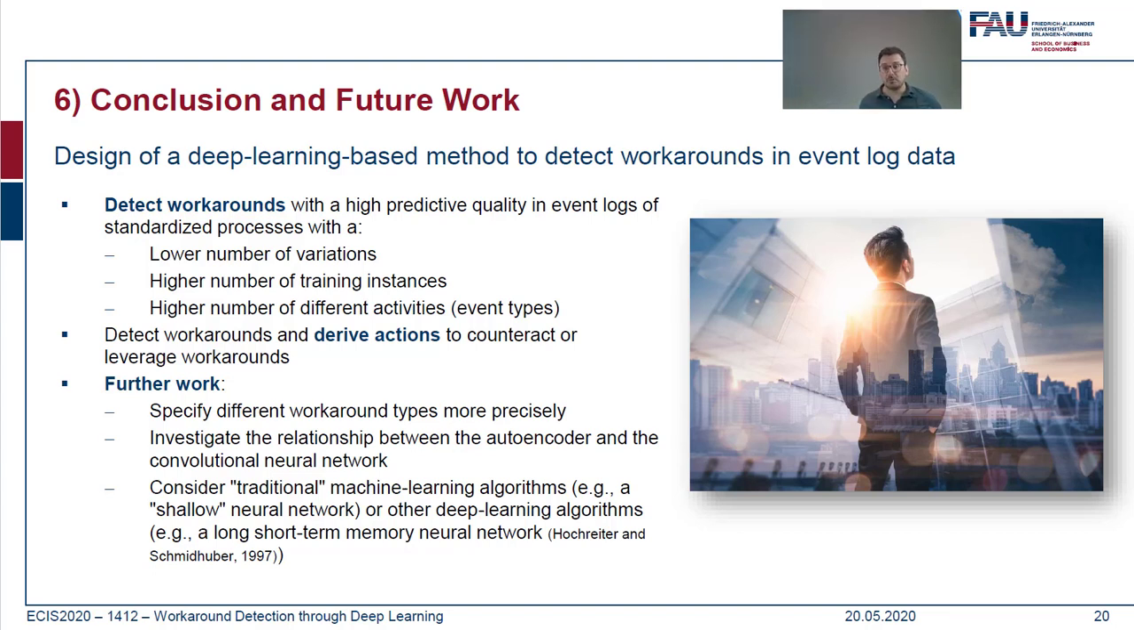With the detection of workarounds, actions can be derived to counteract or leverage workarounds. In future work, someone can specify different workaround types more precisely, investigate the relationship between autoencoders and CNNs, or consider traditional machine learning algorithms or other deep learning algorithms for learning the mapping from the process instances to the workaround classes.